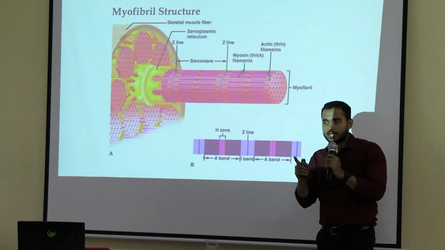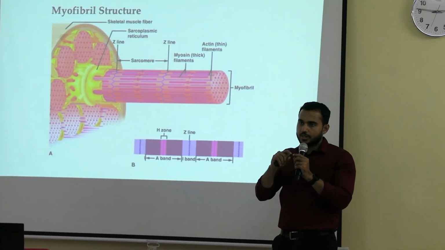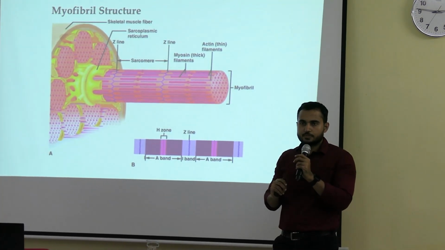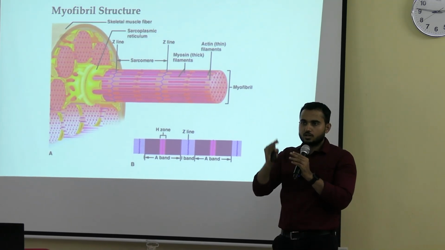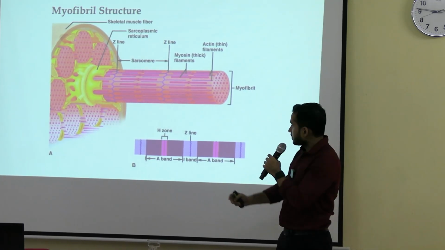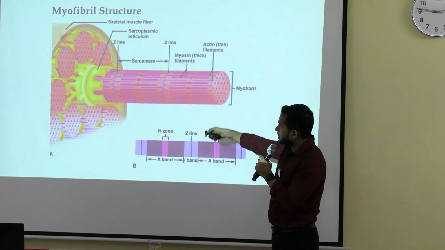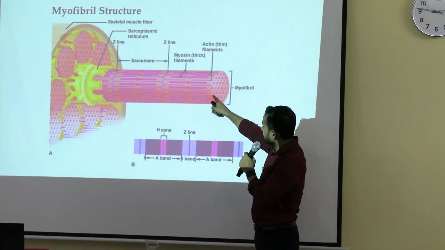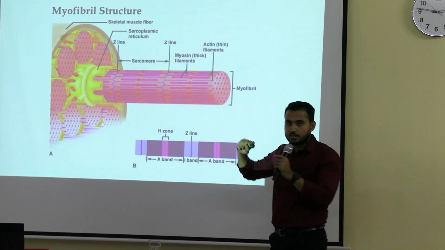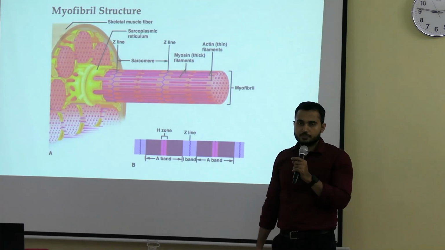So first, what I have told you is that we have to take out one muscle fiber. So we have seen what is present in one particular muscle fiber. Next, inside the muscle fiber, bundles of myofibrils are present. So this is nothing but one single myofibril. Now, if we go inside the myofibril, then what will we get? Then we will be getting the myofilaments.